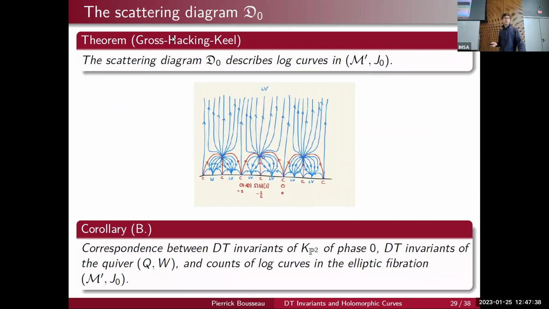Okay, so this thing was for power 2, and for theta equal to 0, you have a similar result. For theta equal to 0, this picture indeed describes log curves in the elliptic fibration with complex structure J0. And so as a conclusion, you get again this precise version of the general expectation: some correspondence between DT invariants of local P2 of J0, which is the same as DT invariants of the quiver with potential, because as I mentioned before, there is no wall. And they're also the same as some count of log curves, rational curves in the elliptic fibration on J0.